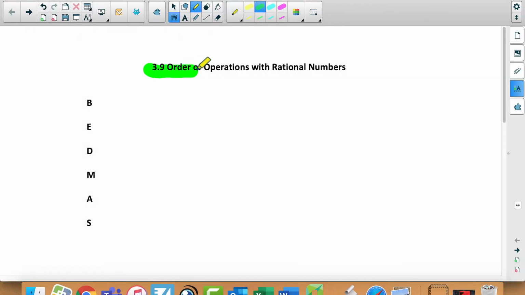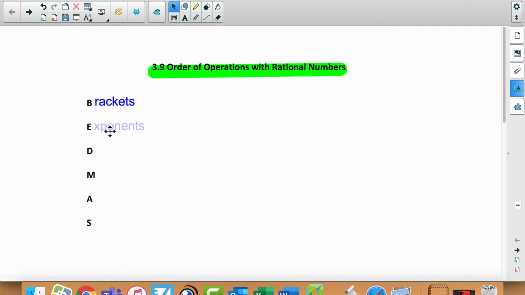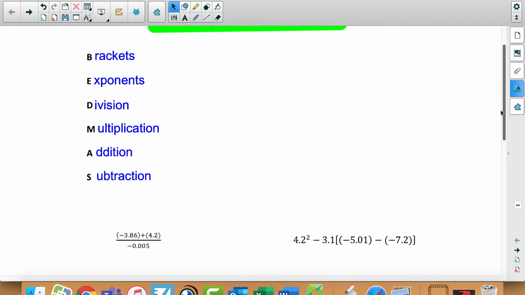Alright, we're ready for the granddaddy topic of all: order of operations with rational numbers. We're looking at negatives, fractions, decimals, and we've got to do order of operations, or BEDMAS. I'm not going to spend a lot of time reminding you of this because you know it. B, brackets, E, exponents, D, division, M, multiplication, A, addition, S, subtraction. That is the correct order to do math in.